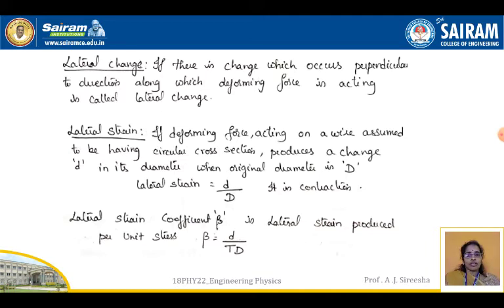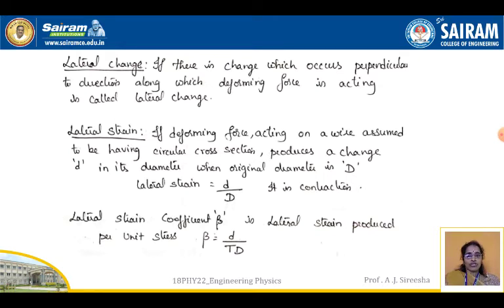For a rubber band, if you pull with your hands from left to right, if you keep on increasing the length on both sides, left and right, the diameter of the rubber band reduces. So the change in diameter is perpendicular to the application of the force. The force you are giving along the x-axis, and the change is occurring along the y-axis. So it is called a lateral change. Now lateral strain: if a deforming force acting on a wire produces a change d in its diameter when the original diameter is capital D, then that is called a lateral strain, small d by capital D. It is a contraction.